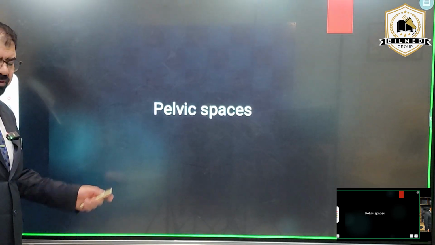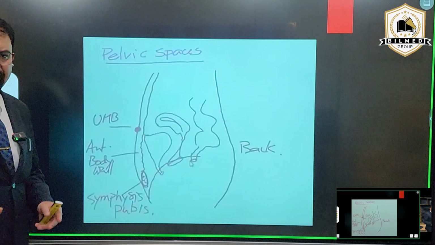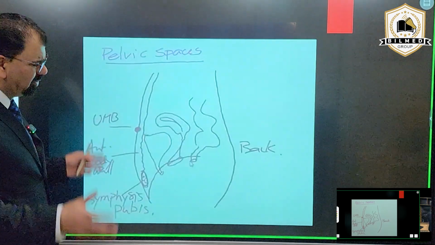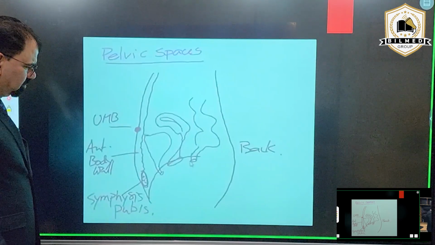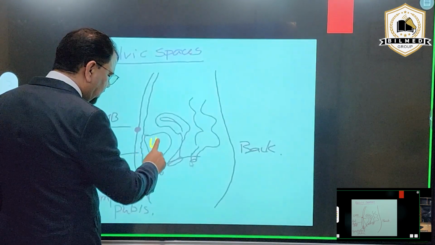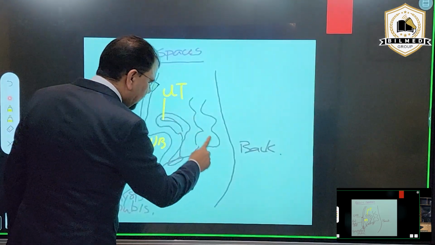Now, pelvic spaces. In pelvic spaces, there are many things to keep in mind, but I am giving you some important highlights. This is the bladder over here. This is the uterus over here, and this is the rectum.